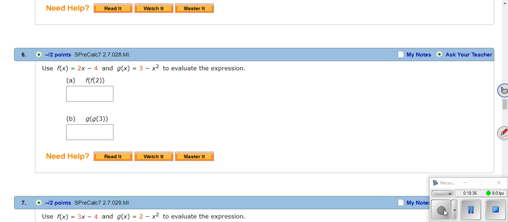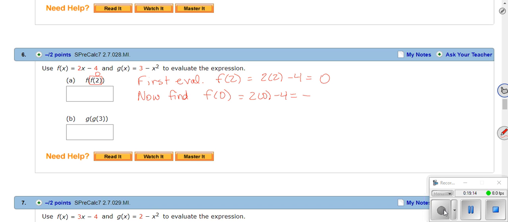Work inner to outer, and first evaluate f of 2. If we plug 2 into the f function, f of 2 is 2 times 2 minus 4, and we get big fat 0. So this part yielded the number 0. Now what we're finding is f of 0. So f of 0 is 2 times 0 minus 4, or negative 4. That would be the overall answer. So again, work inner to outer. You can find f of f or g of g, but it's not necessary. If they actually give you a value of x to plug in, start there by all means.